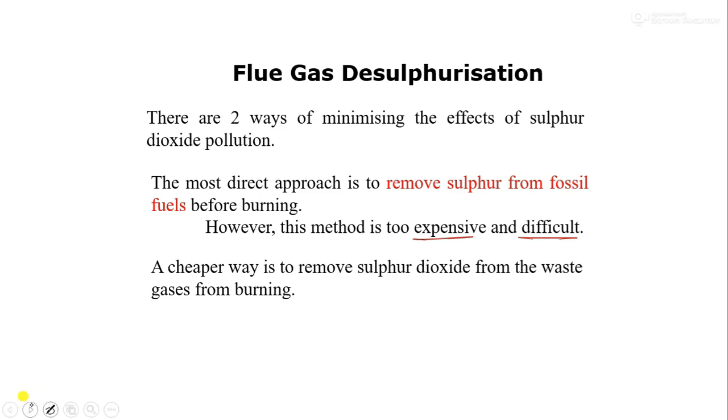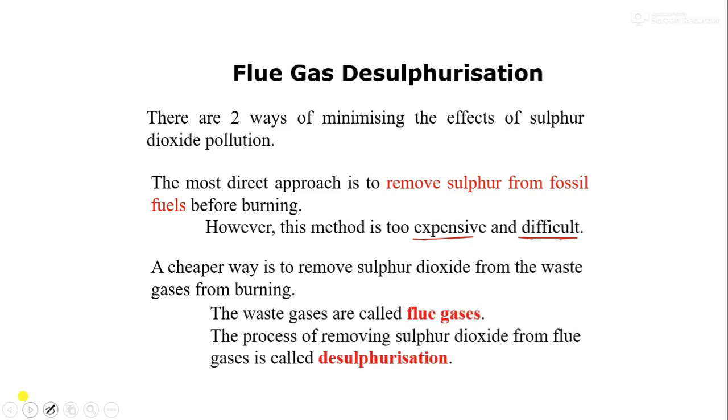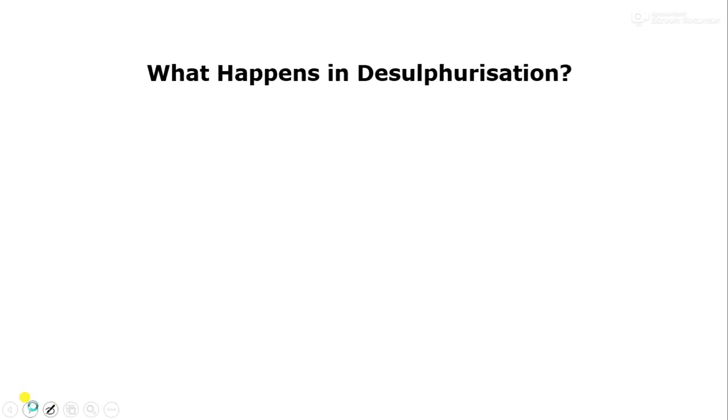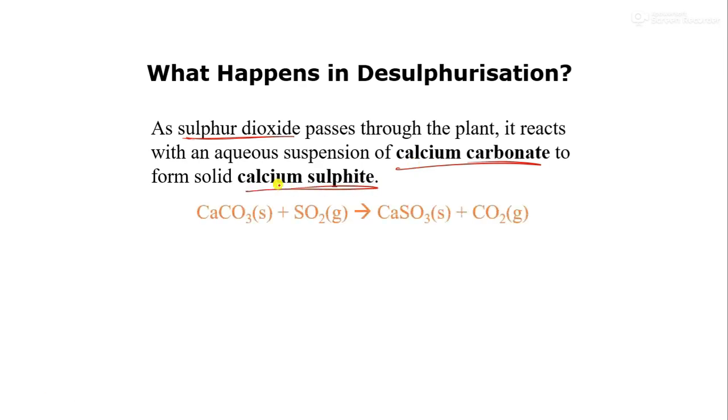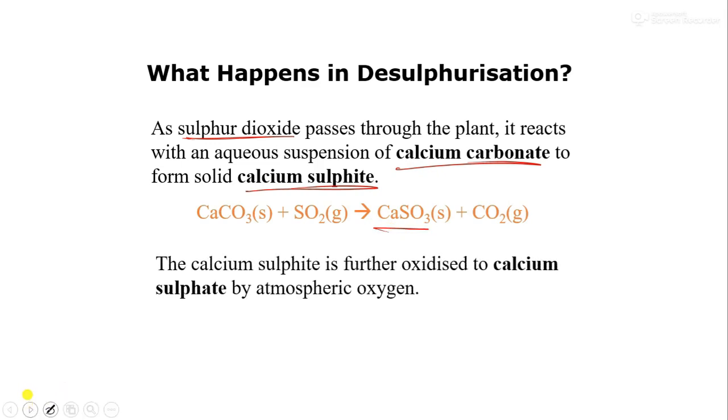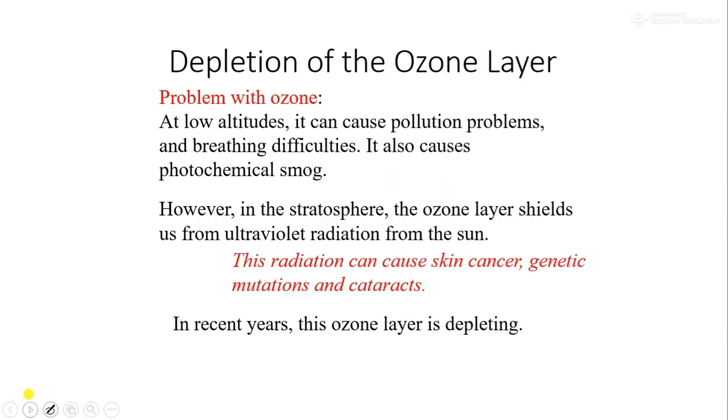And the second method to reduce sulfur dioxide from flue gases is desulphurization. What is this? Desulphurization is actually a process in which sulfur dioxide is passed through calcium carbonate or calcium hydroxide. As a result, calcium sulfite will be formed. This calcium sulfite will be further oxidized to calcium sulfate, and hence we will remove the sulfur dioxide content from the flue gases.